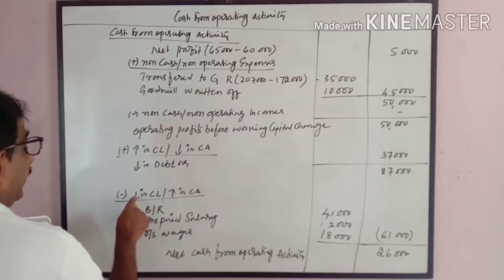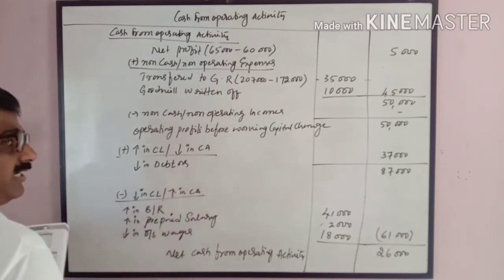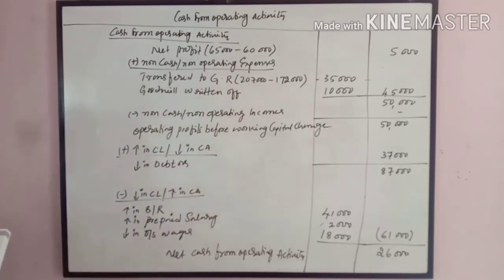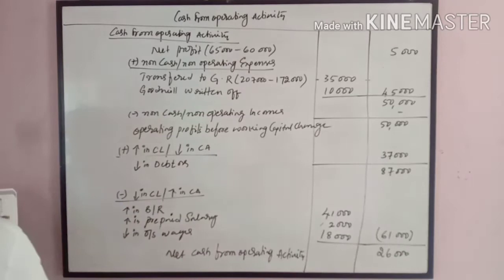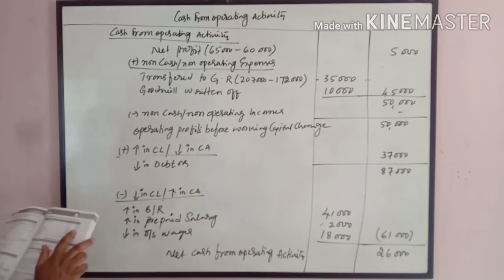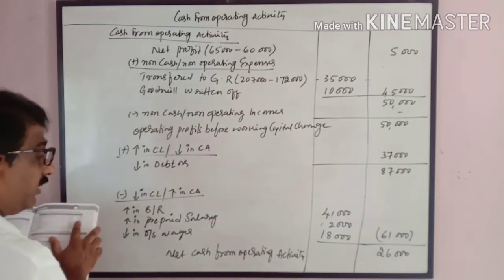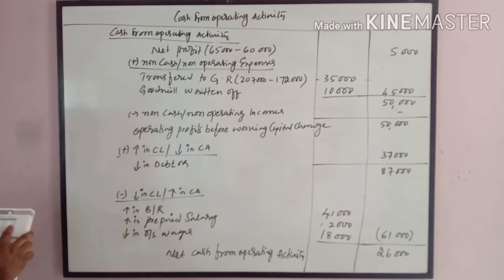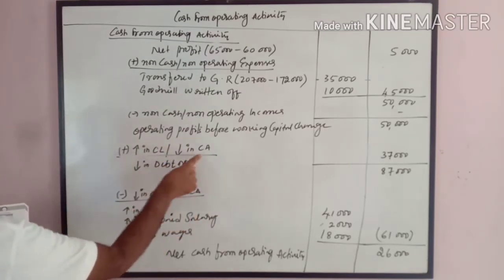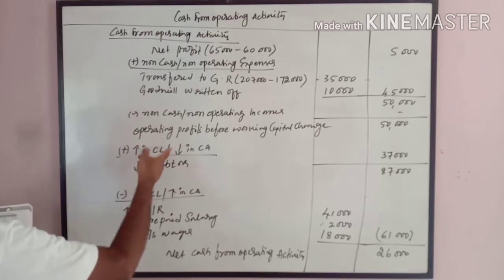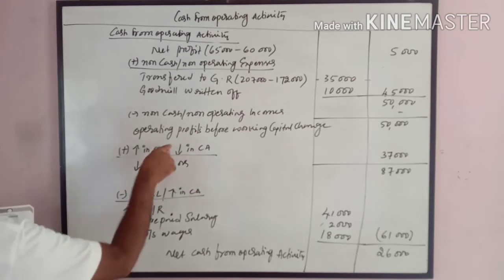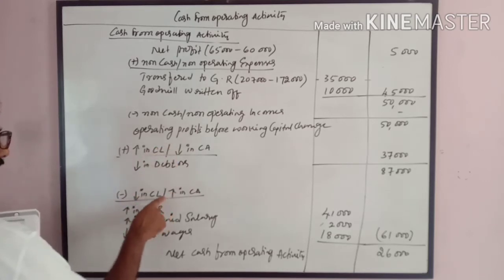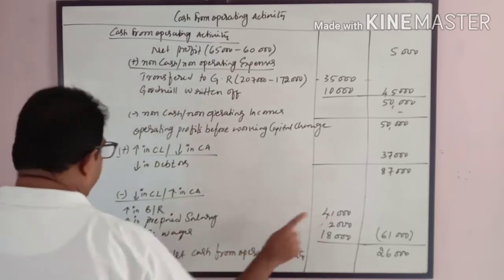Now minus: decrease in current liability and increase in current asset. If current liability is decreasing and current assets are increasing, it is an outflow of cash. Now you can see here bills receivable 40,000 and 81,000. Bills receivable is a current asset, increased by 41,000. If current assets are increasing, just reverse this formula and you get the answer. Here, increase in current liability and decrease in current asset; decrease in current liability and increase in current asset. So increase in BR is 41,000.